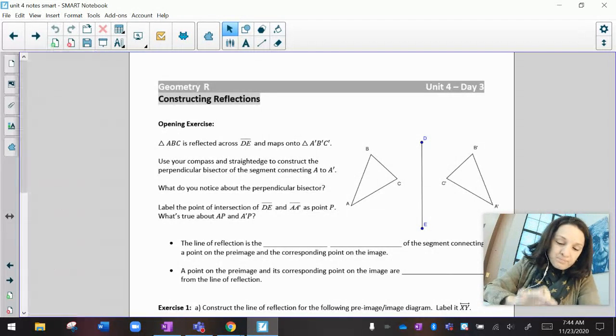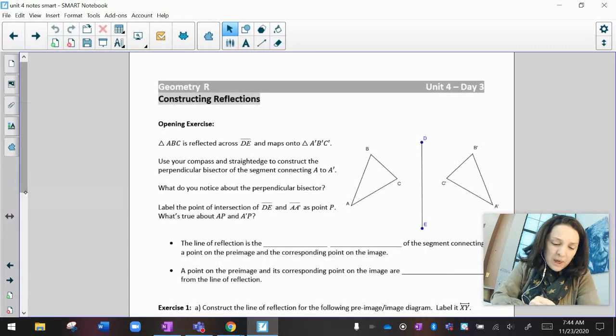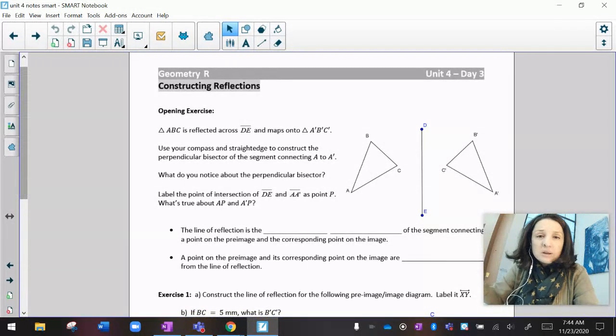to do these. So if we want to construct a reflection, it is exactly what you think it is. It's when you flip something over a line, when you fold it and create a mirror image, like when you look in the mirror and see your reflection.